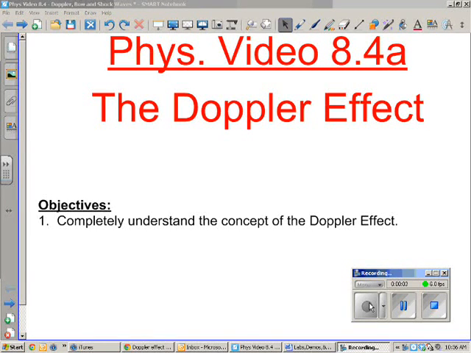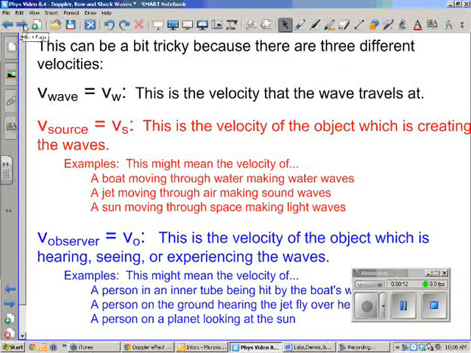All right, welcome to physics video 8.4a about the Doppler effect. By the end of this video, you should completely understand the concept of the Doppler effect. So here we go. Before we get into what the Doppler effect is, I need to share this with you.